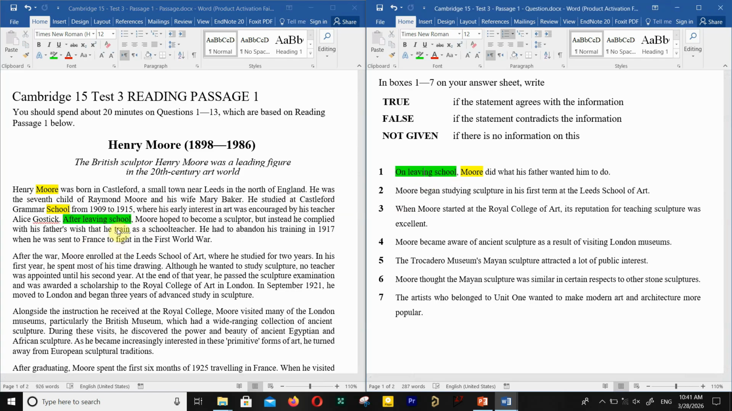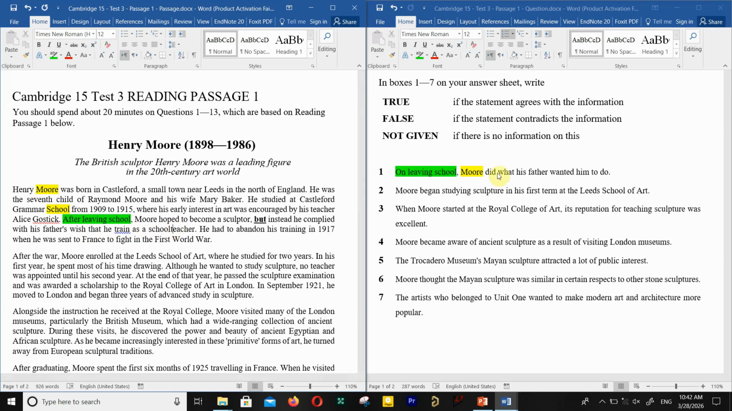Now when we locate the answer, you have to come back to the question and read it more carefully to know what is going on. Moore did what his father wanted him to do. Here it says Moore hoped to become a sculptor, but, important vocabulary. I always want you to be careful about these kinds of words like but, while. But instead he complied with his father's wish that he train as a school teacher.